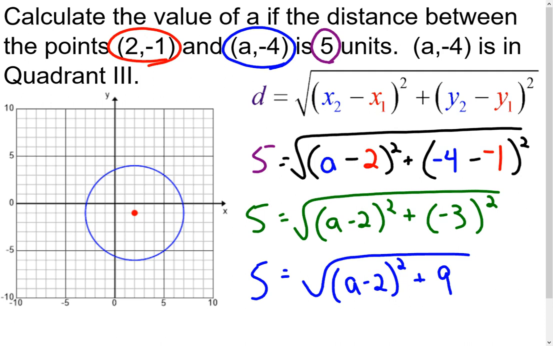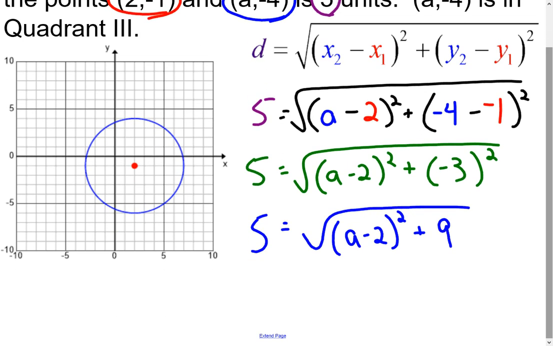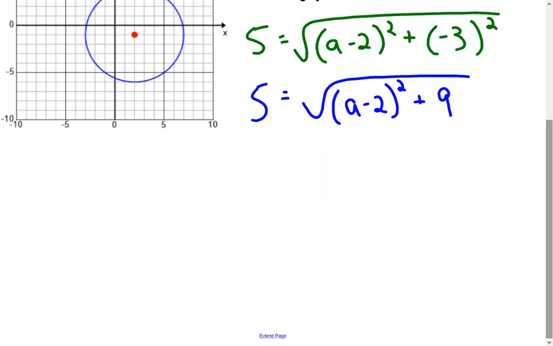Now, there's multiple routes that we could take from here, but I'm going to look at this and go, I have a radical equation. And remember, when we had our radical equations, a way to solve this is to get the radical all by itself, which we have, and then we can square both sides. So when I do that, 25 equal to, now I have a minus 2 squared plus 9.